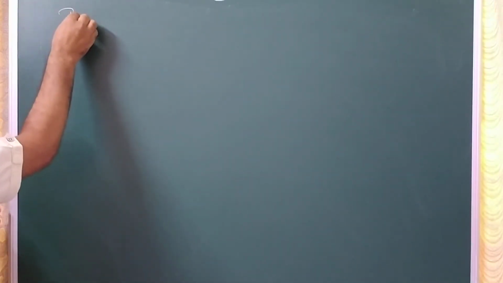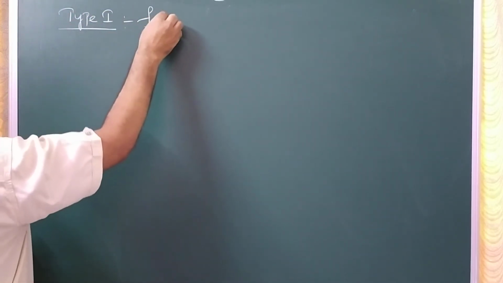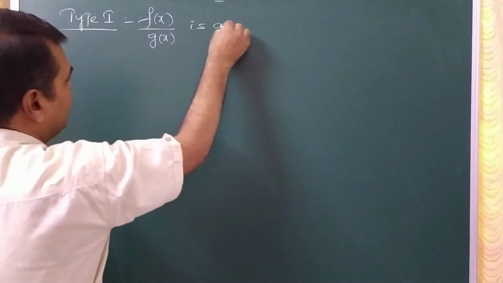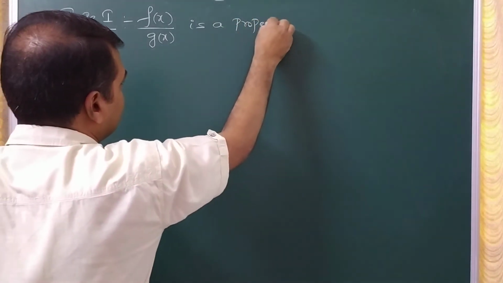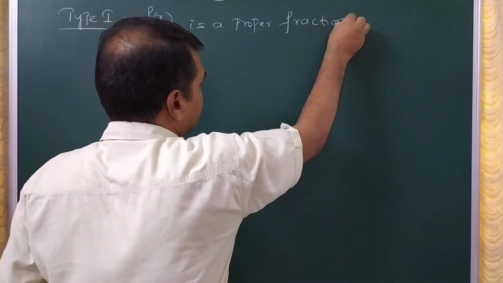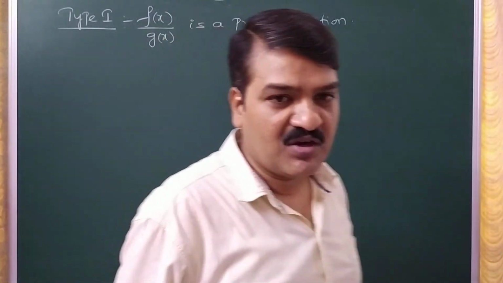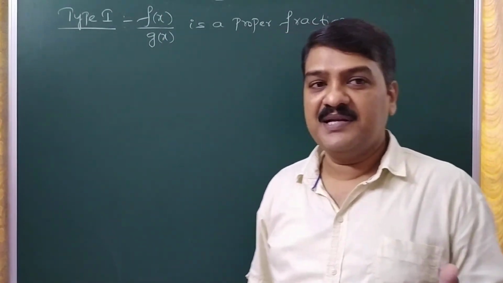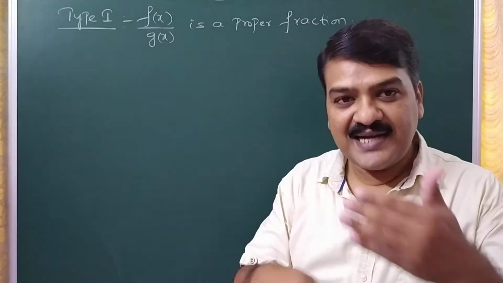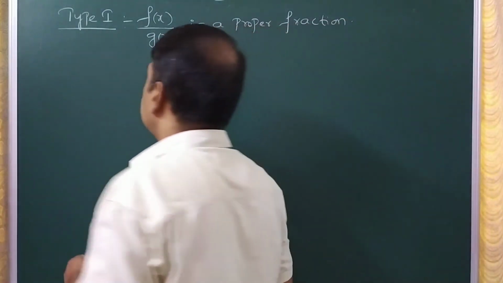So first, type 1 I am discussing now. Type 1 means, I told you already, f of x by g of x will be given as a proper fraction. So if our question is a proper fraction, what is type 1? Type 1, type 2, type 3, all these types just depend on the denominator. So by seeing the denominator, we will categorize into different types. Everything depends on the denominator g of x. Okay, so what is type 1?